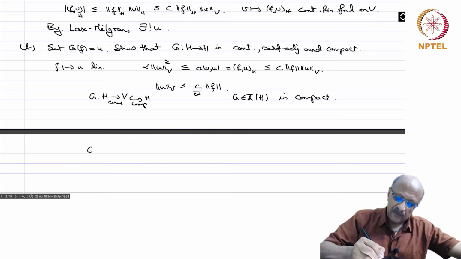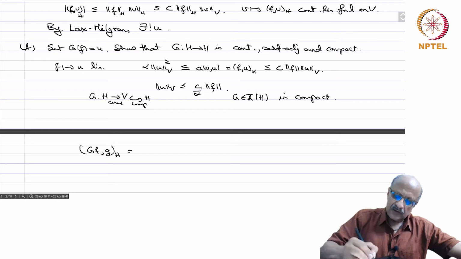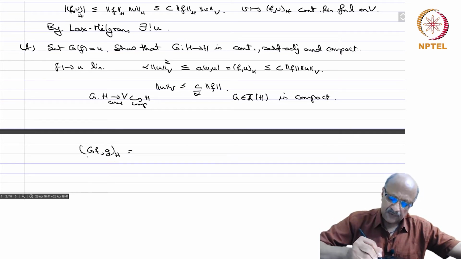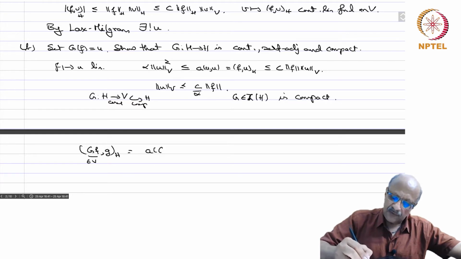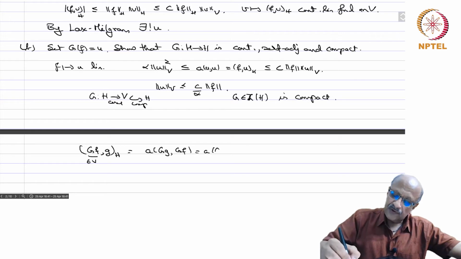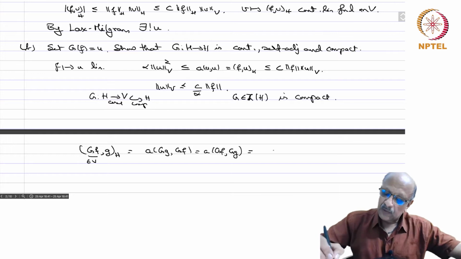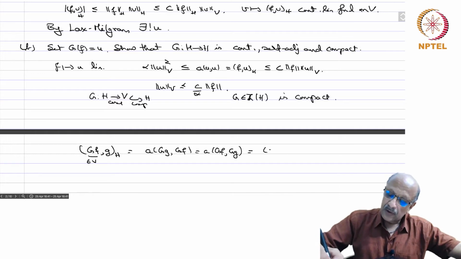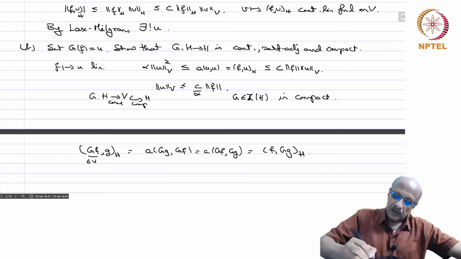So, we have (GF,G) in H. This is nothing but, by the definition, GF belongs to V, and therefore this is equal to A(GG, GF), which is equal to A(GF, GG) by symmetry, and therefore that is equal to (F,GG) in H, and therefore G is self-adjoint.